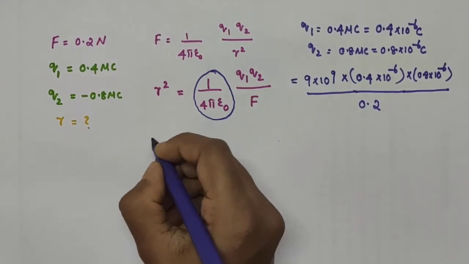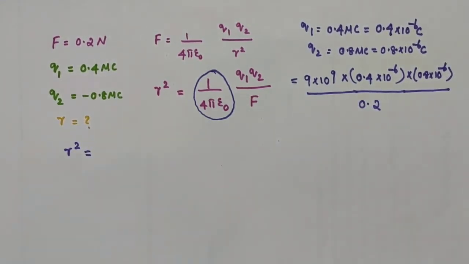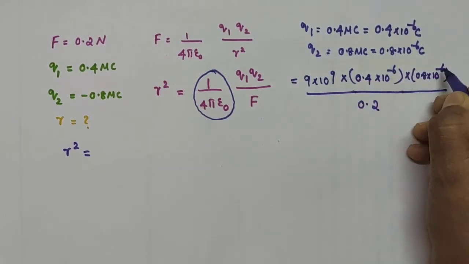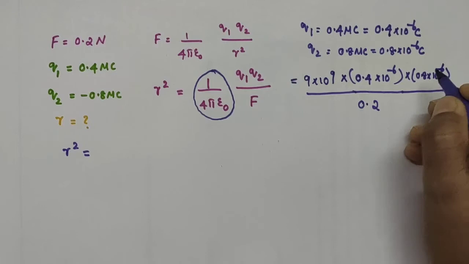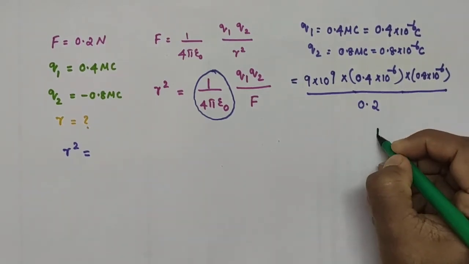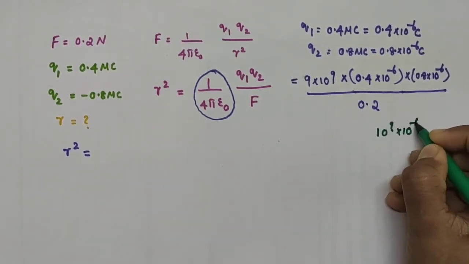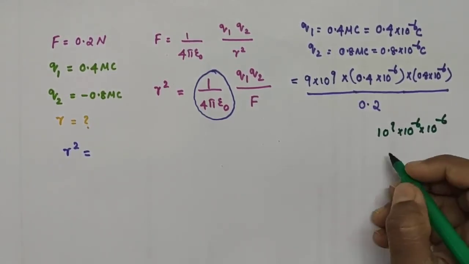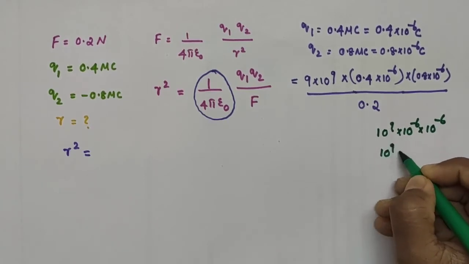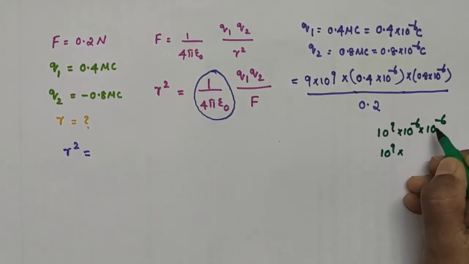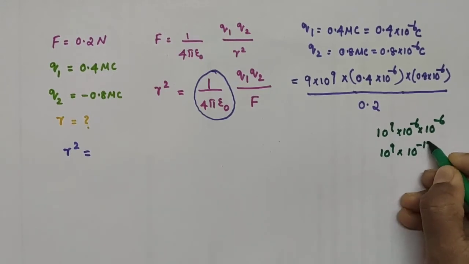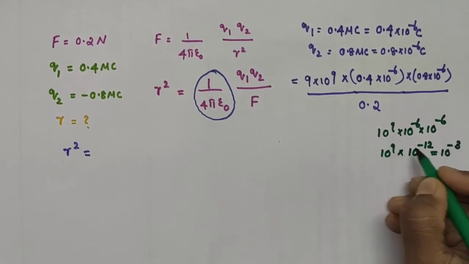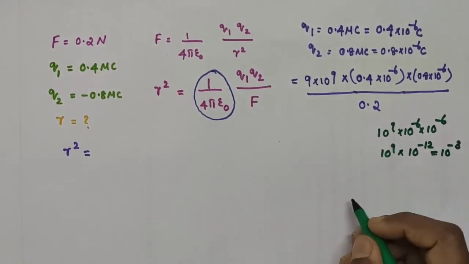Okay, now this can be written as r square is equal to, here we have 10 raised to 9, 10 raised to minus 6, 10 raised to minus 6. What is the value of 10 raised to 9 into 10 raised to minus 6 into 10 raised to minus 6? x raised to m into x raised to n is x raised to m plus n. So this becomes 10 raised to 9 into 10 raised to minus 12, that is 10 raised to minus 3. 9 plus minus 12, that is minus 3.